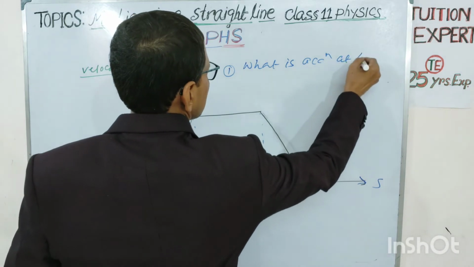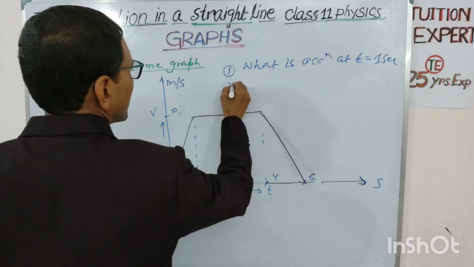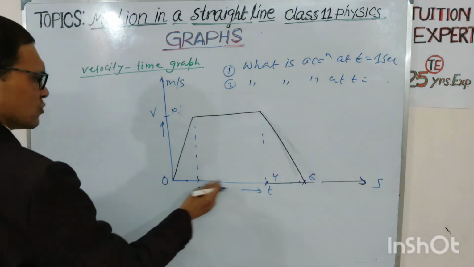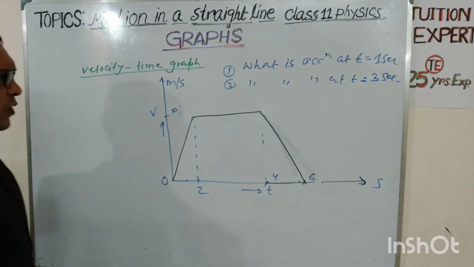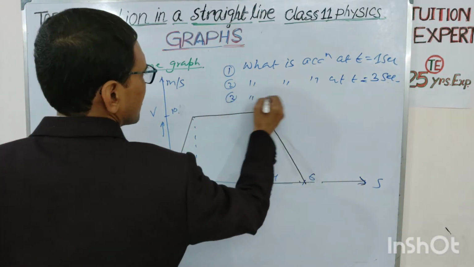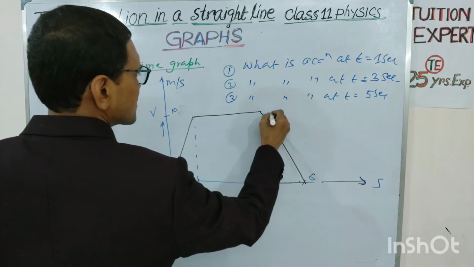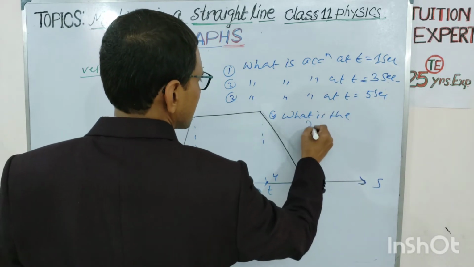Now the question is: what is the acceleration at t equal to 1 second? What is the acceleration at t equal to 3 seconds? What is the acceleration at t equal to 5 seconds? And the last question, what is the distance traveled?